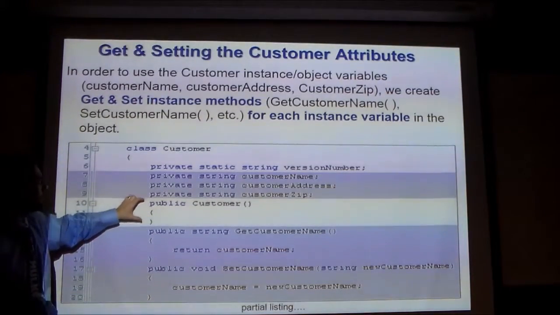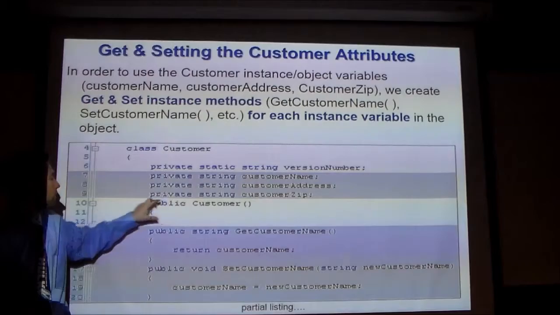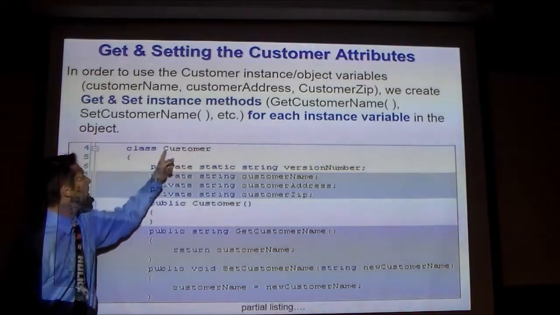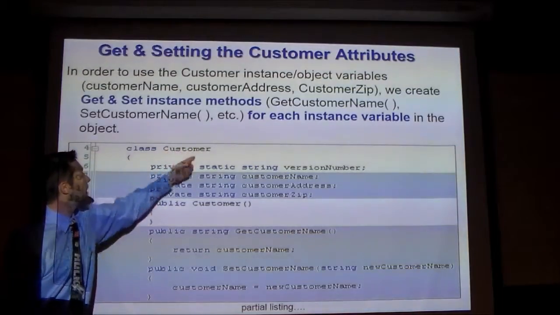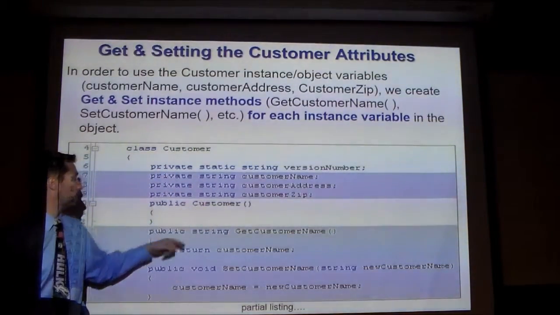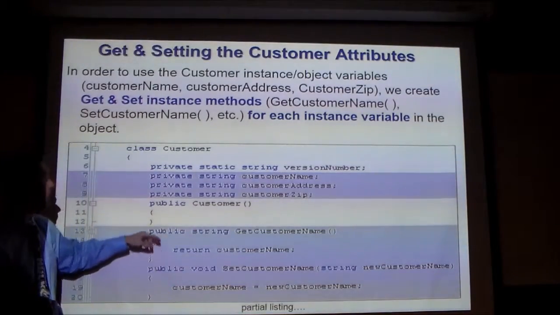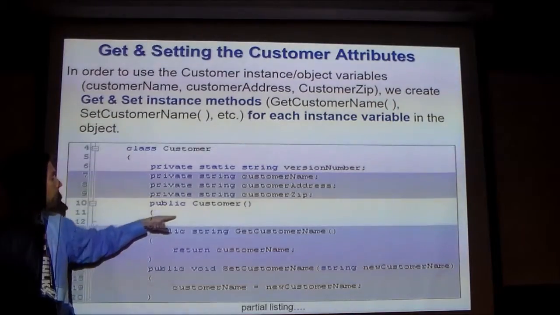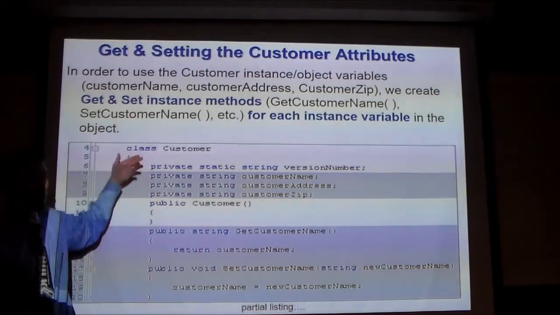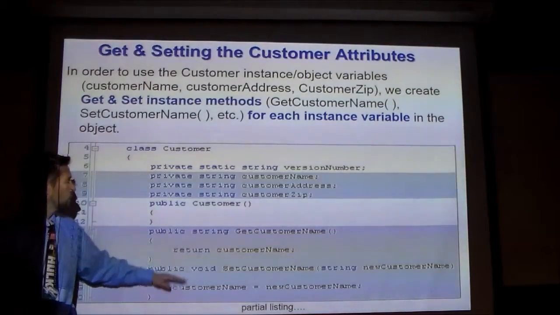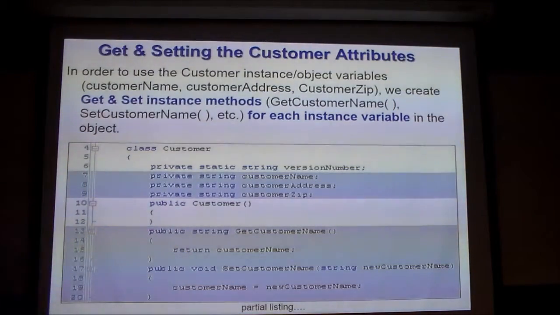Like this looks like a function. It says public customer, but I know from experience that because this has the exact same name as the name of the class, this is actually a very special type of method that's different from all the other ones. This one is a constructor. It's empty right now, but this is the method that gets run when you call the new statement. So these are regular methods. This is a special method called the constructor.